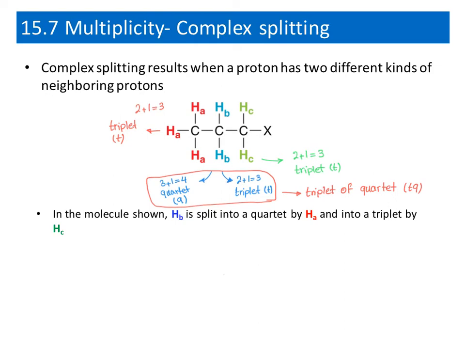So we can have doublet of doublet, doublet of triplet, triplet of triplet. So there is a whole list of these multiplicities, but in our course we are just looking at easy complex multiplicities, I can say. So let's look at more examples to learn this concept better. Now let's look at this structure.